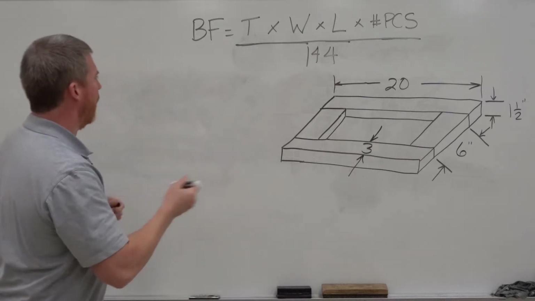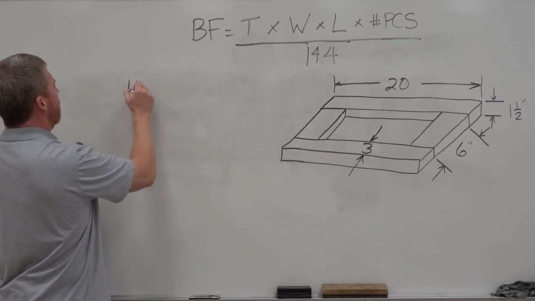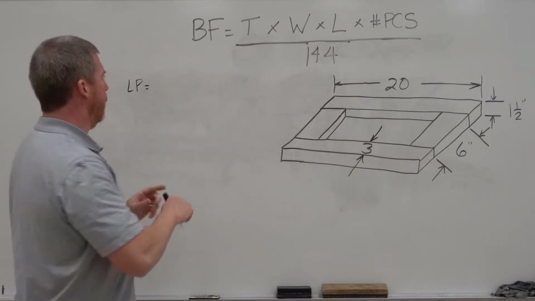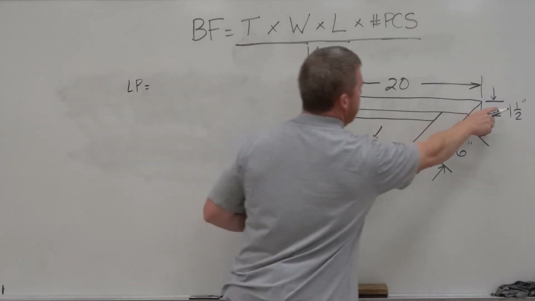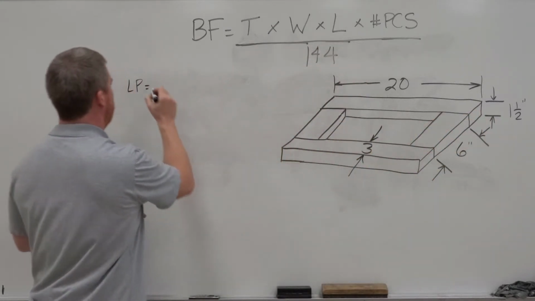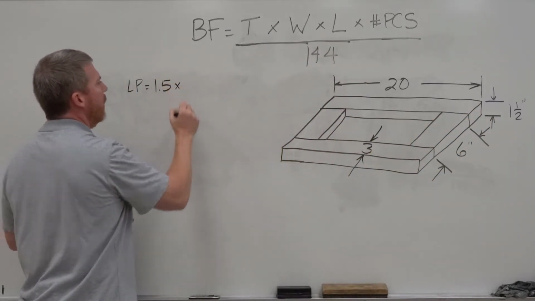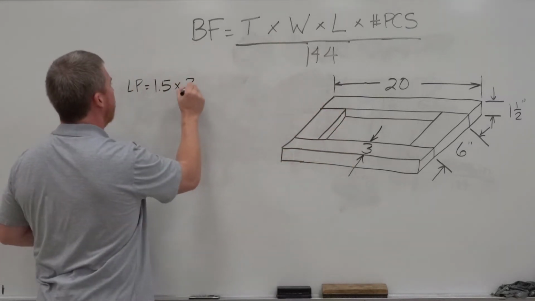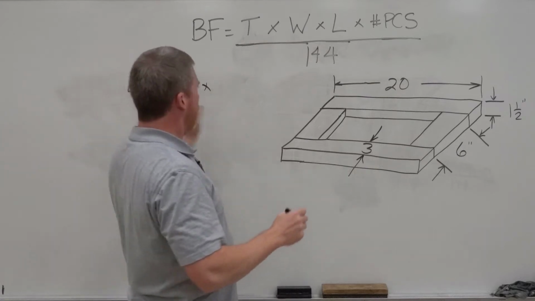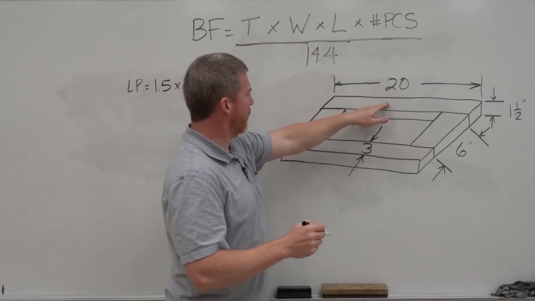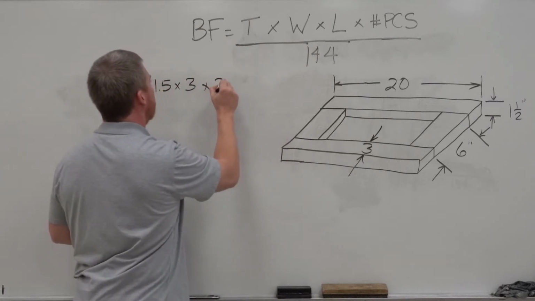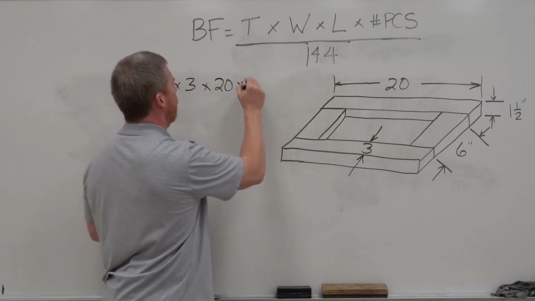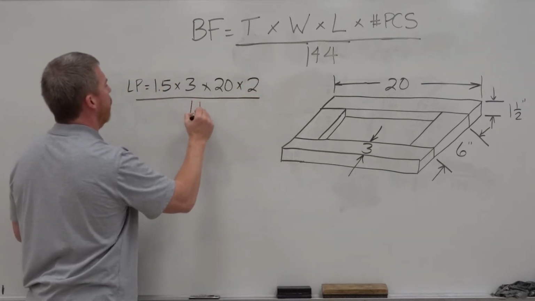So let's come over to the side. Let's say large piece, LP, however you want to designate it. Let's get our 4 numbers and put them in. Thickness is the same, 1.5. They're all that same thickness, so 1.5 times width, 3. They're all 3 wide. Times length. Long pieces, these are 20, because these are the ones I want. So I've got that figured out there. Times 20 inches. And then how many pieces are there? There's 2. And divide that by 144.